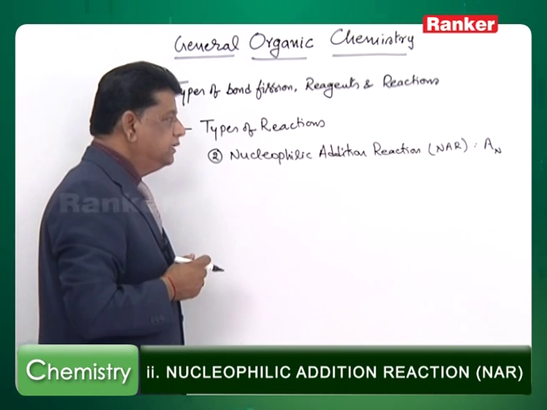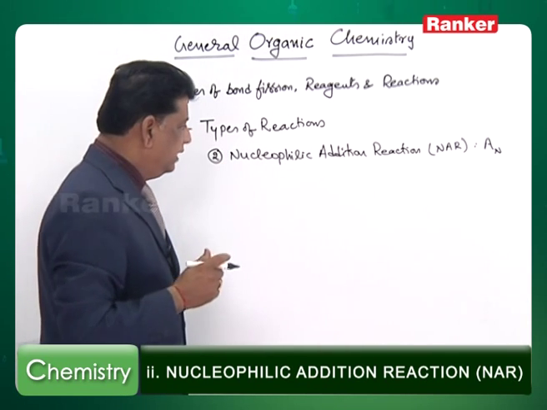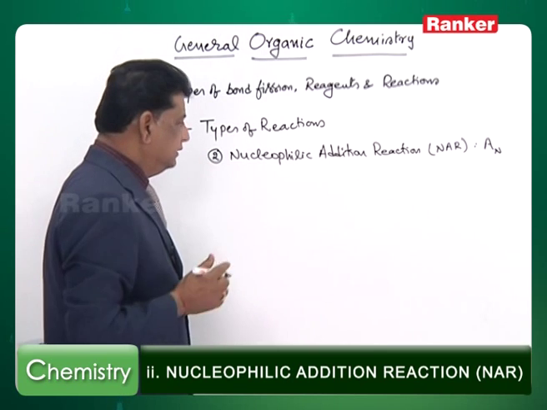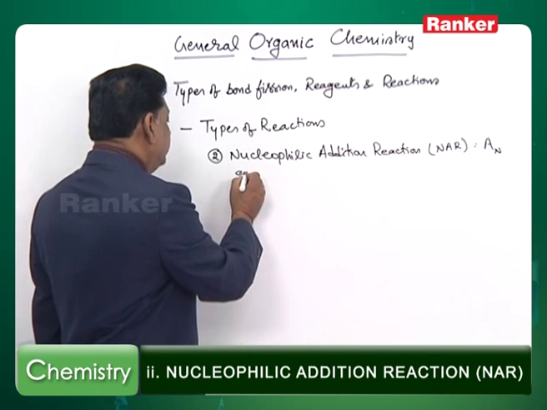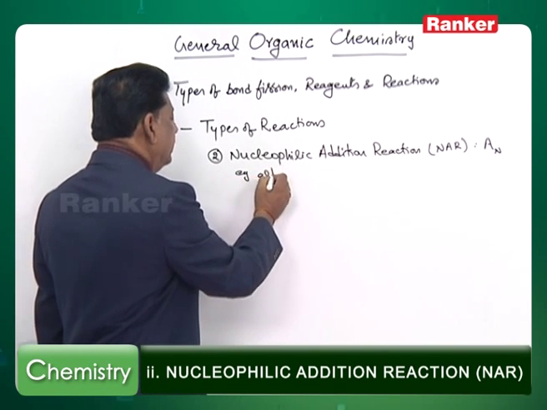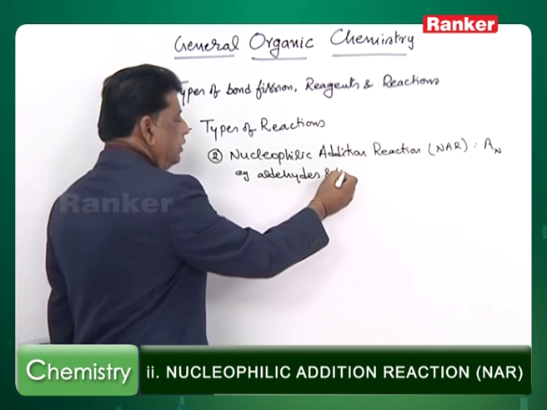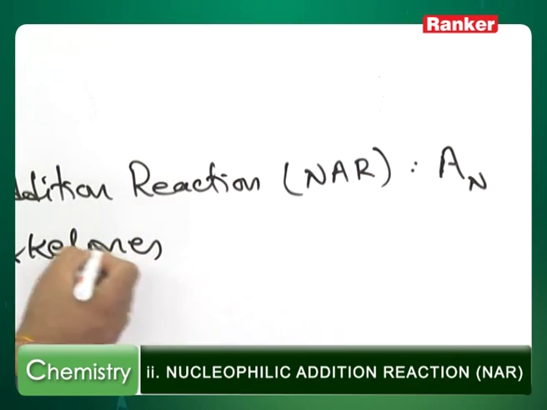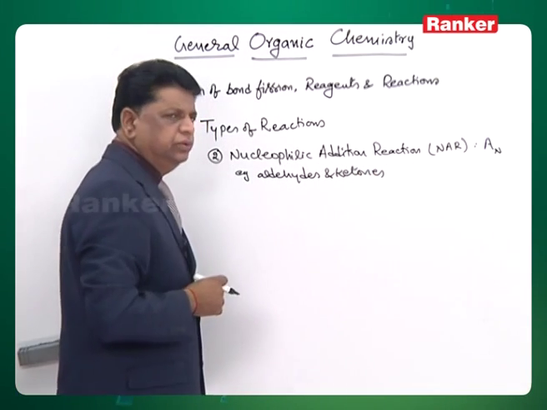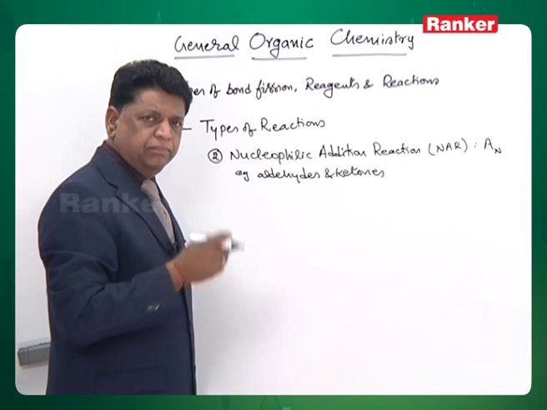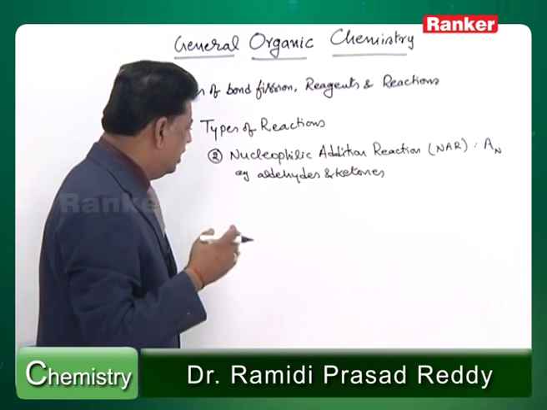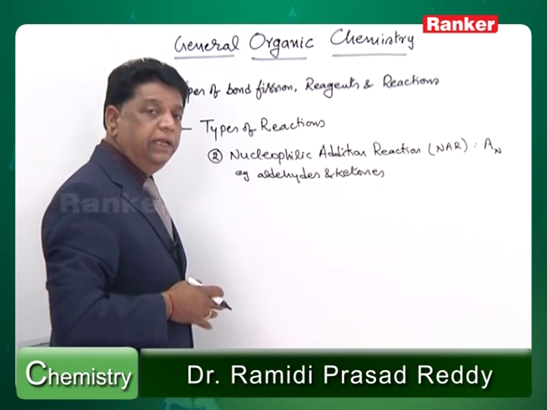Therefore, among the types of reactions, you have to code this reaction as an AN type of reaction. The reaction takes place with a nucleophile. For example, all aldehydes and ketones undergo this reaction. Aldehydes and ketones undergo this reaction, in addition to cyanides and some acid derivatives and so on, but the main reaction is of aldehydes and ketones.